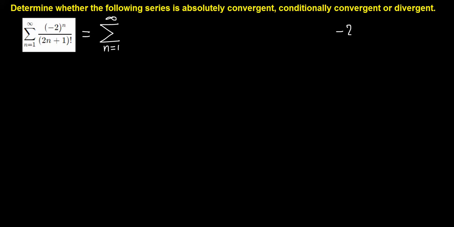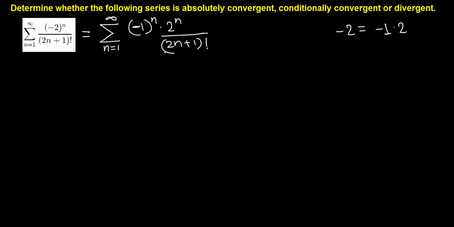Negative 2 is the same as negative 1 times 2, and I can separate the exponent. So this is (-1)^n times 2^n over (2n+1)!. And with (-1)^n, we have an alternating series. Now we want to check if it converges absolutely, or converges conditionally, or diverges.